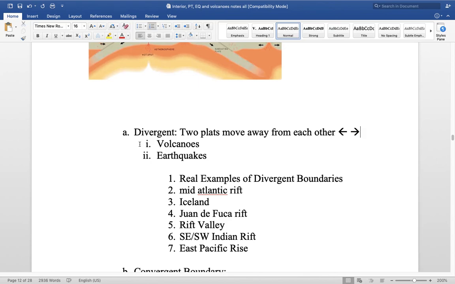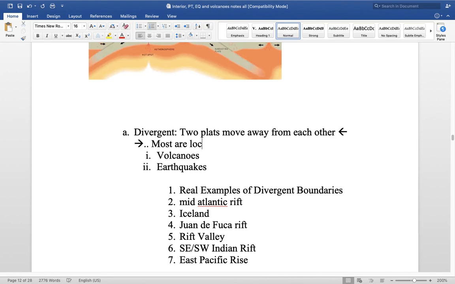So that's what the two plates are doing, diverge. At divergent boundaries, you are going to have volcanoes. You're also going to have earthquakes. Okay, so that's really important. Most of Earth's divergent boundaries are located underwater, at the bottom of the ocean.